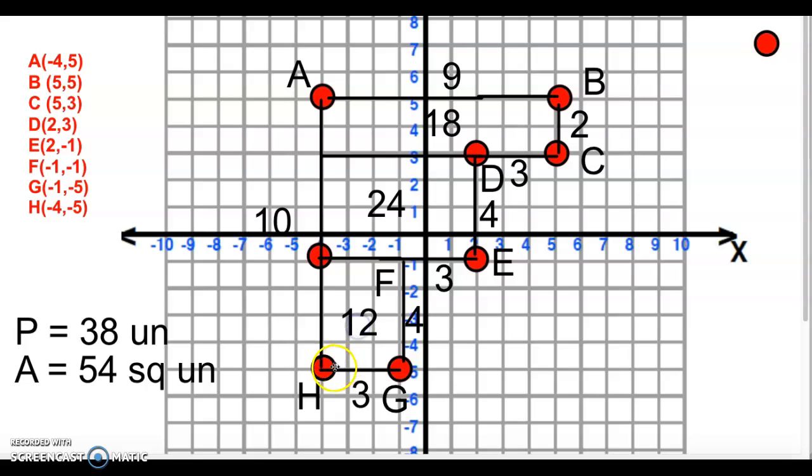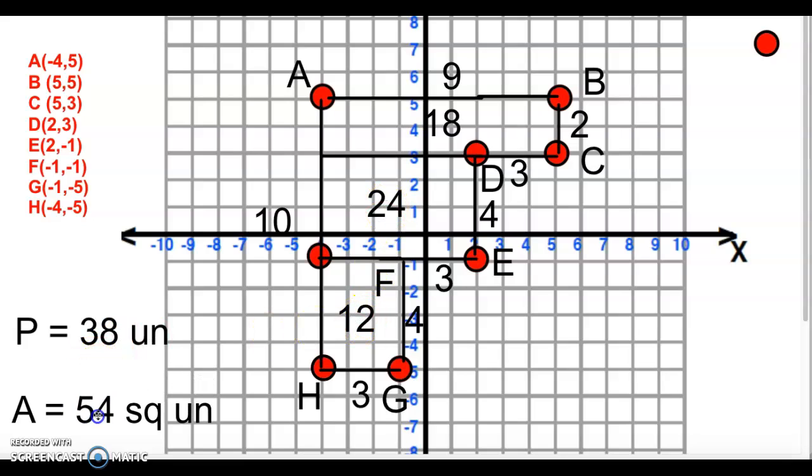For this 12, I got 3 times 4 is 12. And when I added up 18 plus 24 plus 12, my area came out to be 54 square units. For my perimeter, I found the distance all around this: 9 plus 2 plus 3 plus this 4 plus this 3 plus 4 plus 3 plus 10. When I add that together, I get 38 units.